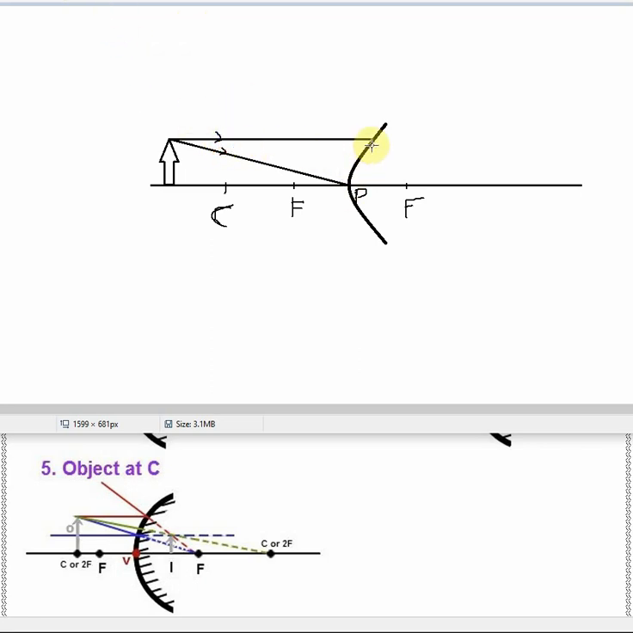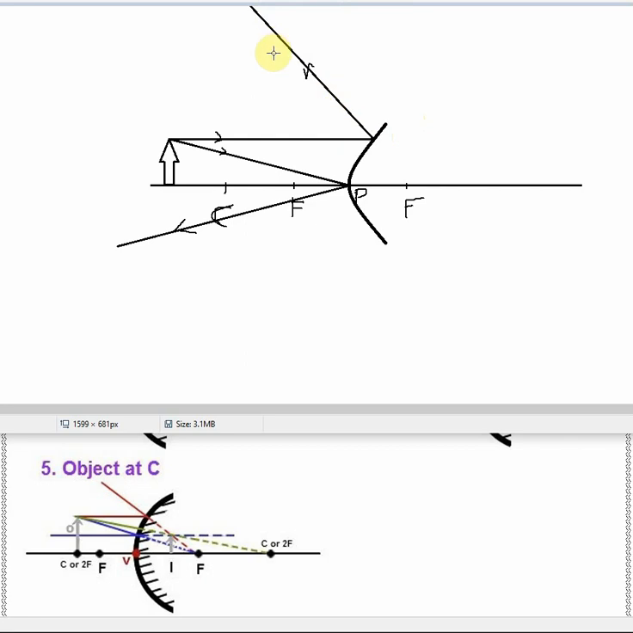Now the reflected ray will reflect away like this. This ray also will reflect, making the same angle like this. Now we keep the arrows. As we know the rays are diverging away, so we get a virtual image. That means we have to draw the virtual lines behind the mirror. So I'm drawing the virtual lines using red color here.